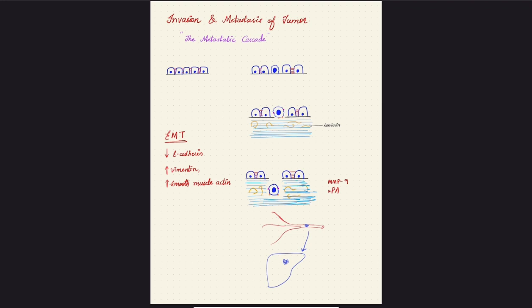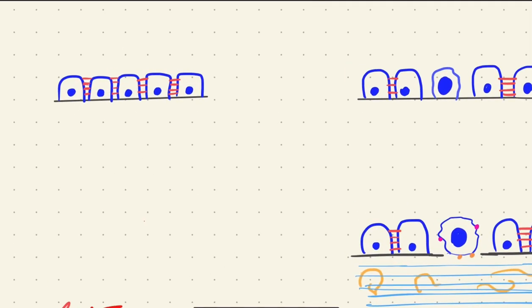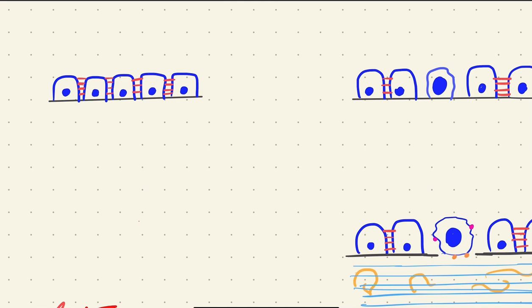Today, let us discuss the topic of invasion and metastasis of tumor, which is also the metastatic cascade. Before jumping into the theory, let me first briefly summarize, or give you a synopsis, for better understanding. So, the first image shows you a normal epithelial lining.